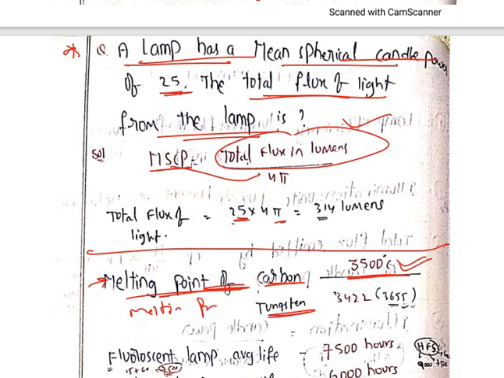Melting point of tungsten is 3422. In some options they are giving 3400 also, and that one is also correct. Melting point of tungsten is 3422, or 3655 in some books, and 3400 also in some books. You have to choose accordingly.